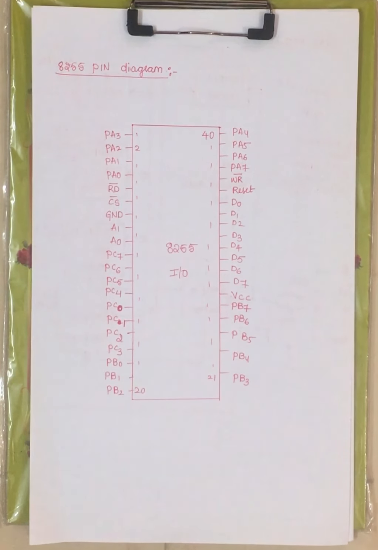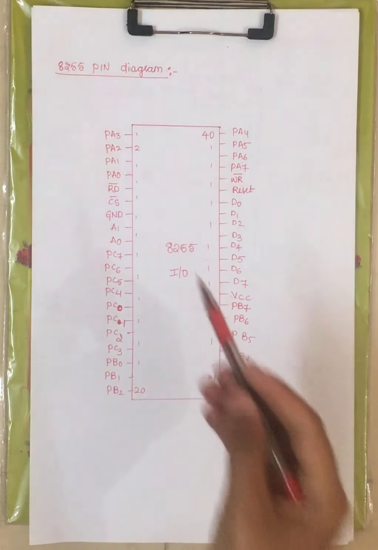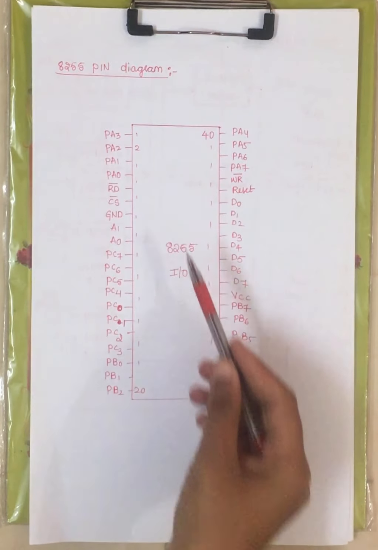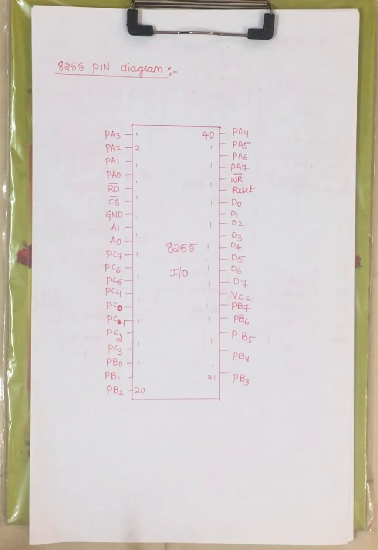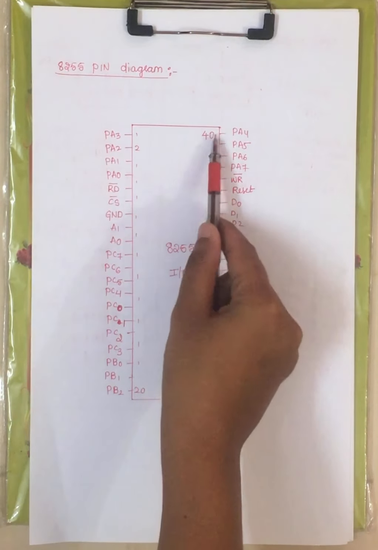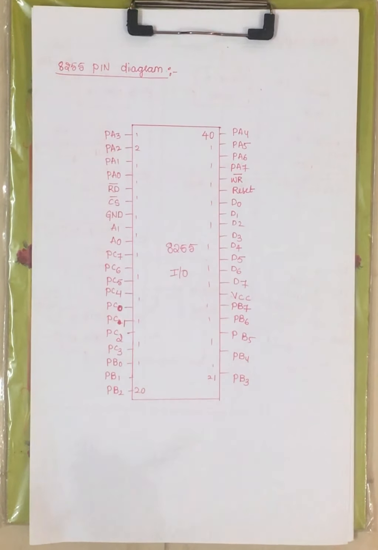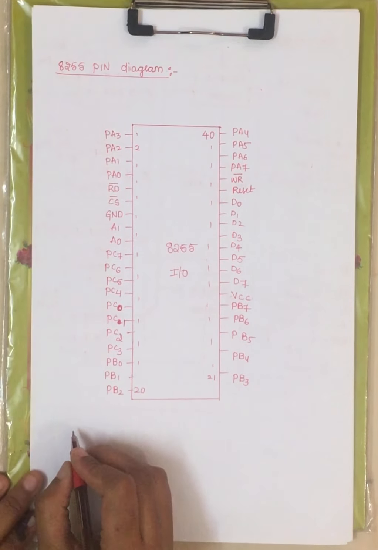Now this is your 40 pin IC, right? If you see this structure, this is the 8255 pin diagram. Now this has 40 pins starting from 1, 2, 3 and so on, up to 20 pins allotted to one side. Starting from 21 to 40, pins are allotted to the other side, right? Now how many ports do you have? 3 ports, right? 8255 contains 3 ports.